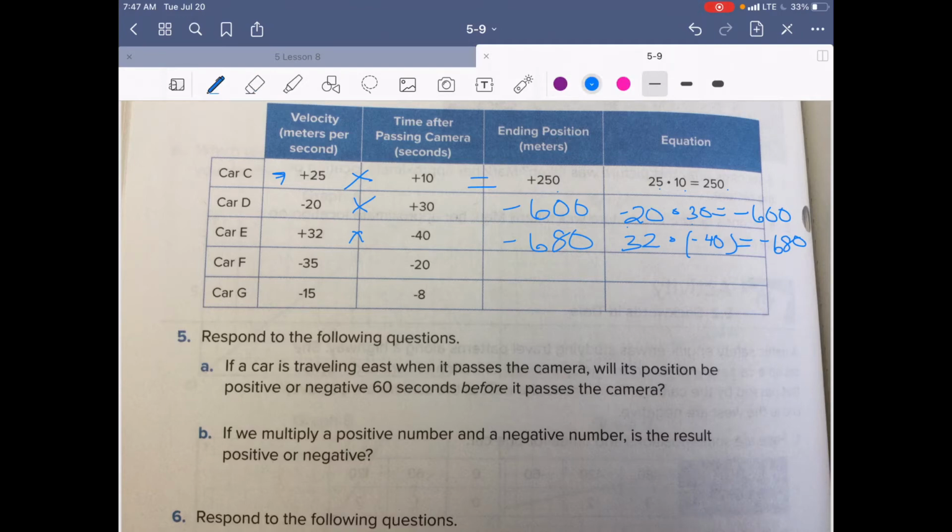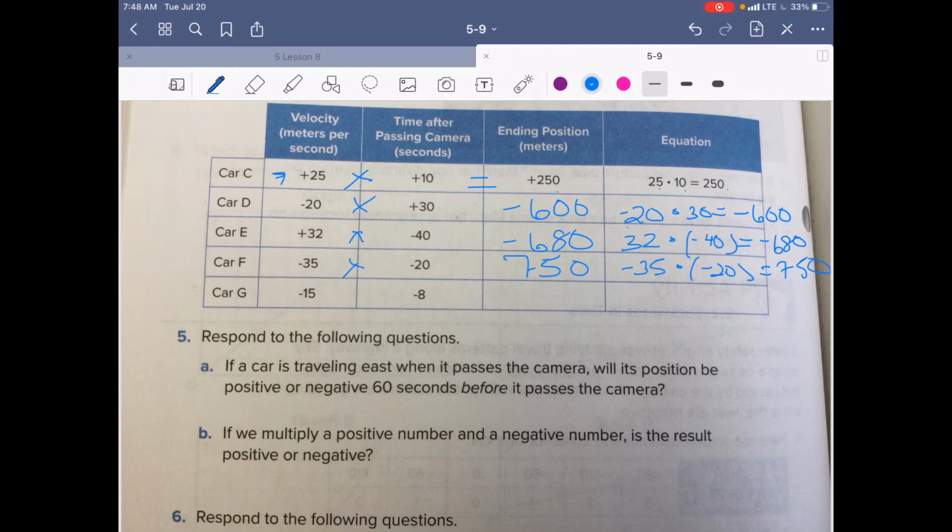All right, welcome back, and let's check your answers. So for car F, it would have been negative 35 times negative 20. If we were to double 35, we would end up with 70, and there's a 0 at the end, so it would be 750, and it's 2 negatives. So 2 negatives make a positive, which means our answer is going to be positive 750.